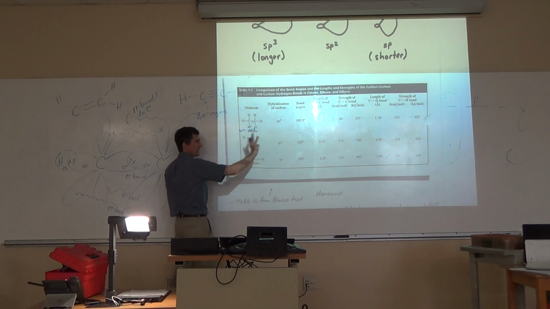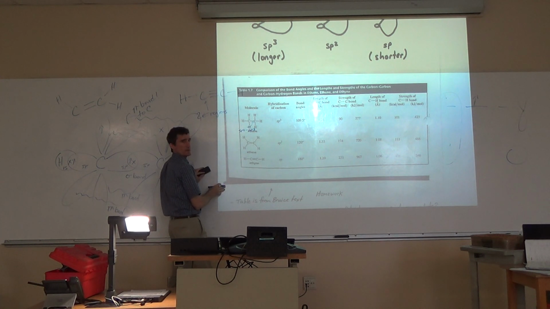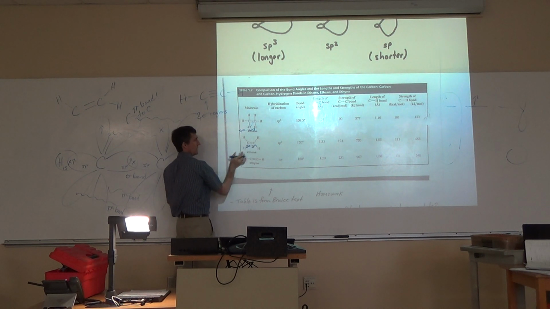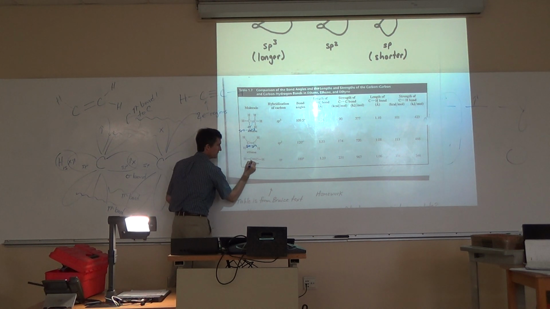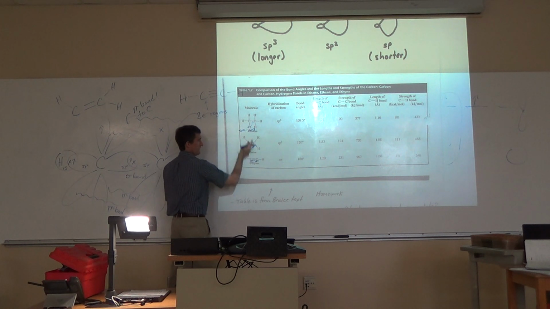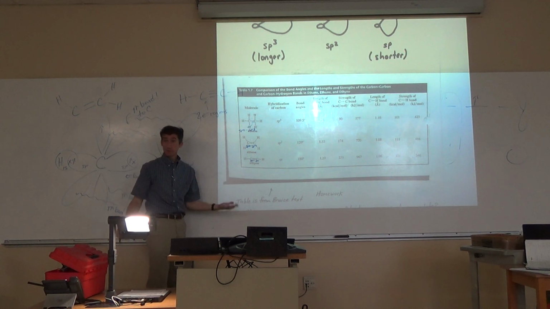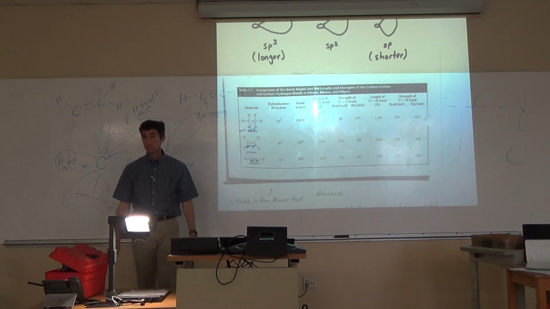And the hybrids are the answer to everything here. What type of hybrid is here? What type of sigma bond is here? sp2 to sp2. And this is an sp to sp. Okay, so which should be shorter? sp to sp should be shorter because you got 2 shorter orbitals.